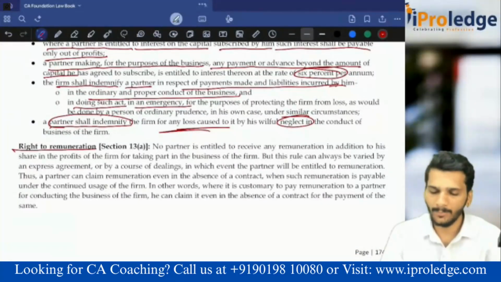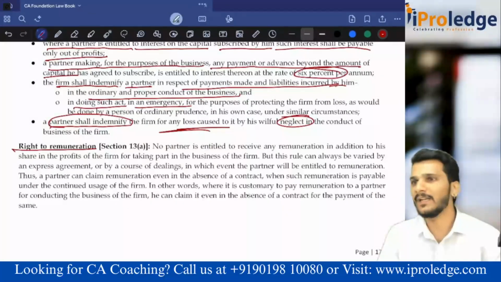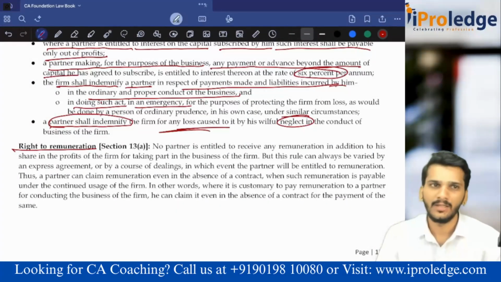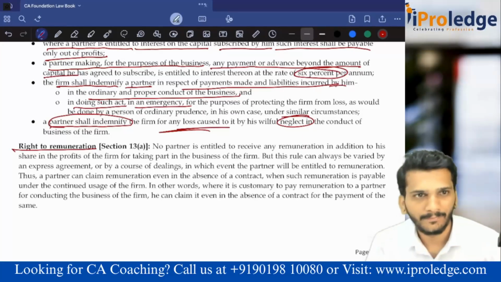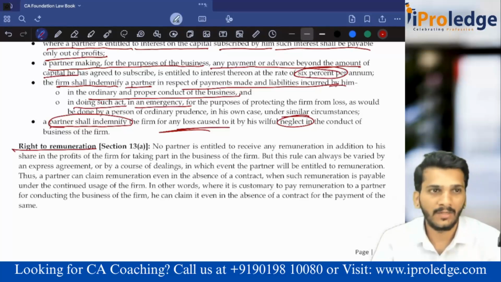Right to remuneration. How much remuneration is it? Is it compulsory? Is every partner compulsorily entitled to remuneration? Unless it is agreed in the partnership deed, it is not. They are not entitled to remuneration. If it is agreed by the partnership firm, they are entitled to remuneration. How much? I think I have written it.